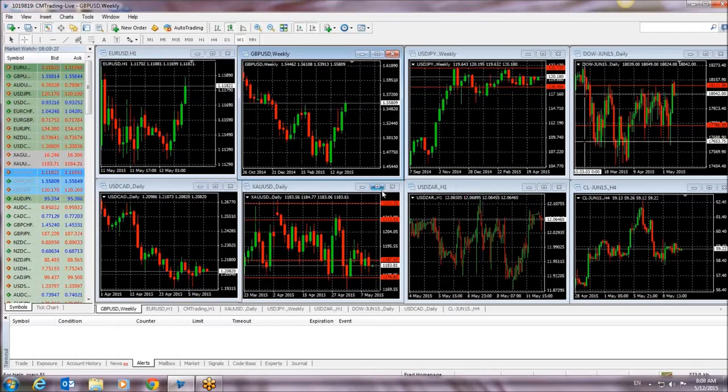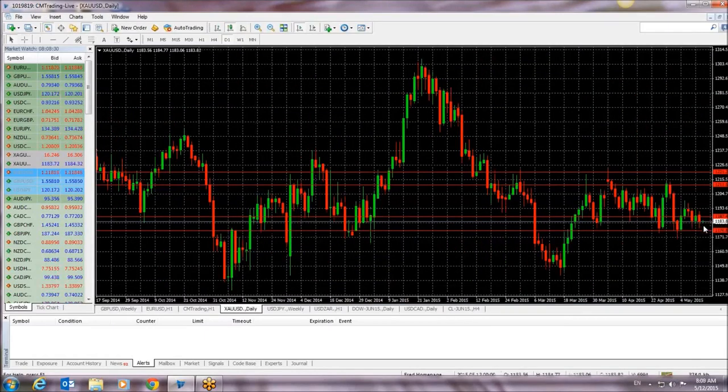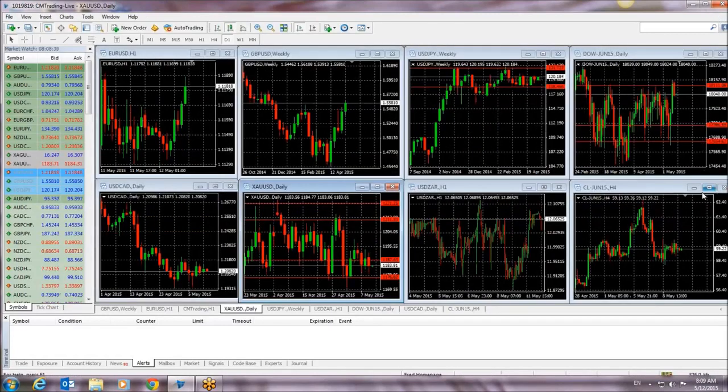Looking at gold, gold hasn't really done much. As we said yesterday, it's really just flatlined at 1183. We're trading between 1187 and 1183. Let's see how this unfolds. And oil's been very quiet. So I'm waiting for the week to unfold.